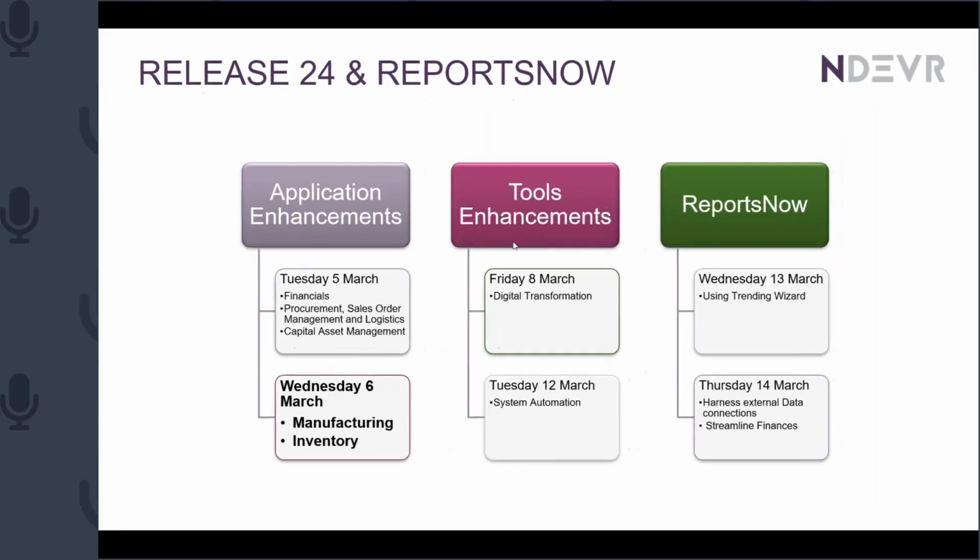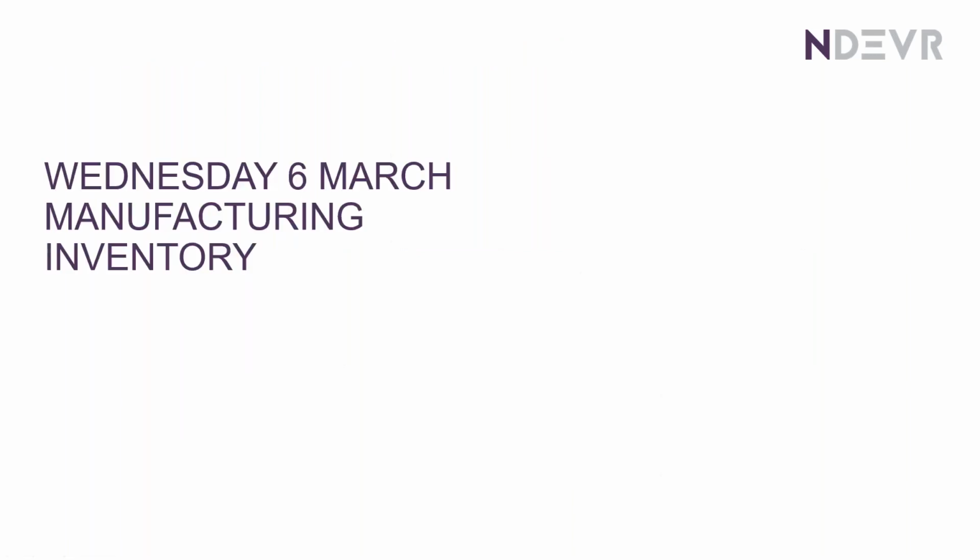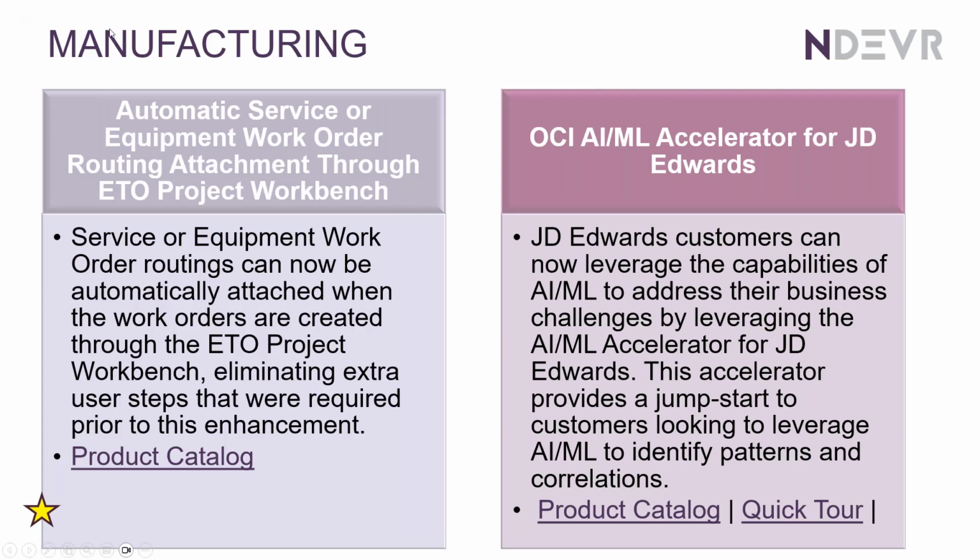Thanks, Sasha. So as Sasha said, today we're going to be looking at manufacturing and inventory, and then later in the week we'll look at the tools enhancements. On the manufacturing and inventory side, on manufacturing there have been 2 enhancements. The first one is this automatic service or equipment work order routing attachment through ETO Project Workbench. So let's go and take a quick look at that one.